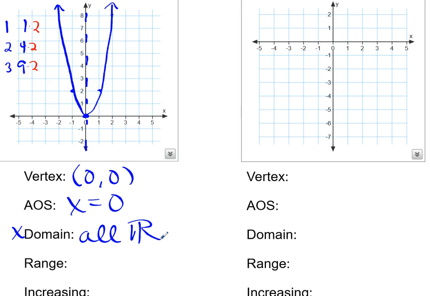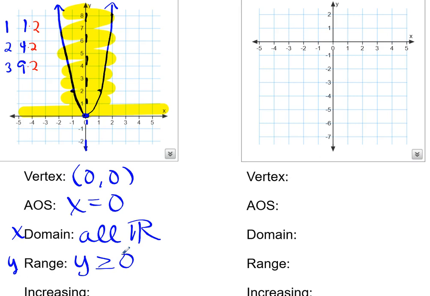The range, however, that's the values for y, is not everything. For this one, we notice that we have a lowest point right here. So y only has values up here. There's no negative values for y on our graph. So our range is all y's greater than or equal to the y value at our vertex, which is 0.